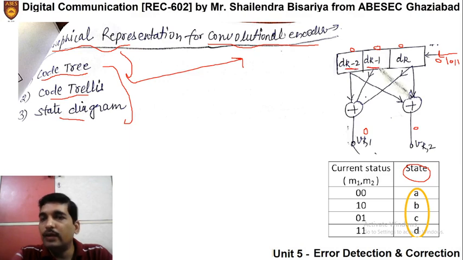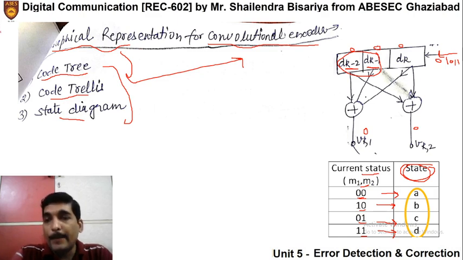Now we define the states of the previous memory elements. There are 2 memory elements here, so we can define their status as they can have either value 0 0, 1 0, 0 1 or 1 1. Based on this we define the state. If it is 0 0, we say it is state A. If it is 1 0, let us say it is state B. Similarly, if 0 1, let us say it is state C. And if it is 1 1, let us say it is state D.